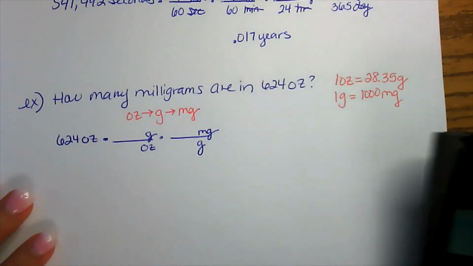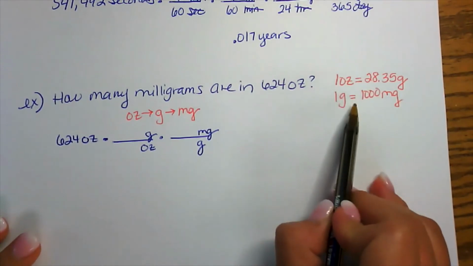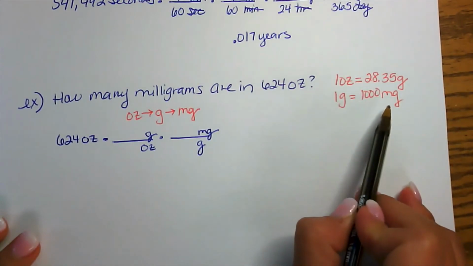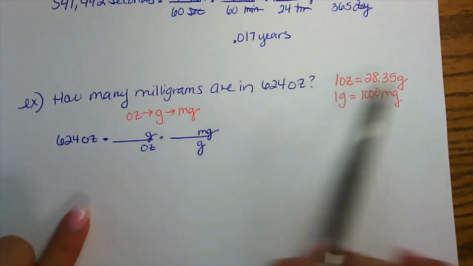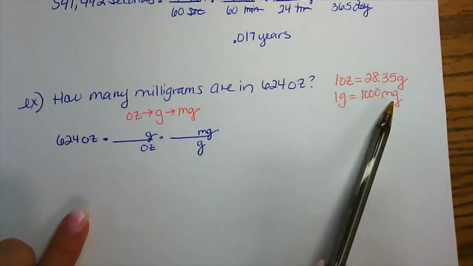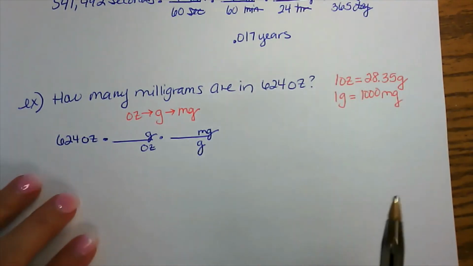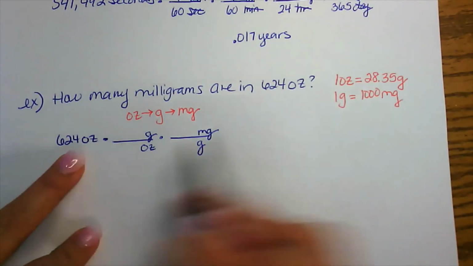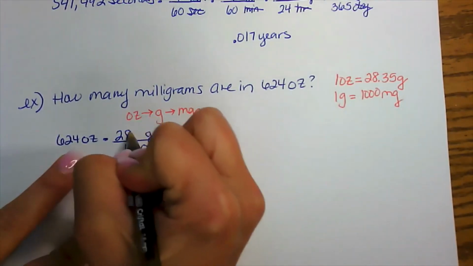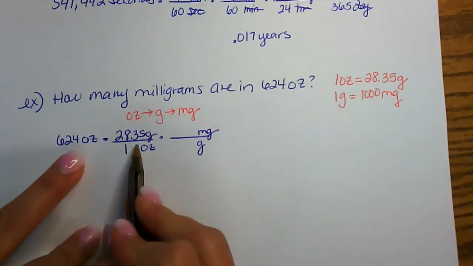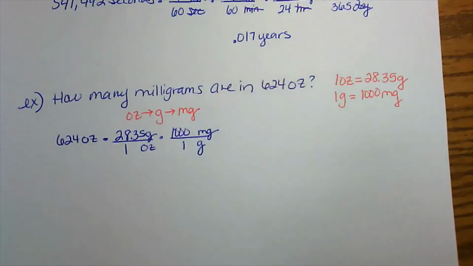For this final example, we are starting in ounces. We are given 2 connections and we're trying to finish up in milligrams. So this is a little bit easier because we were given an ounce to gram connection and a gram to milligram connection. So we have everything we need in the problem. With that being said, we are going to connect through the first conversion. 1 ounce is 28.35 grams, and then 1 gram is 1,000 milligrams.